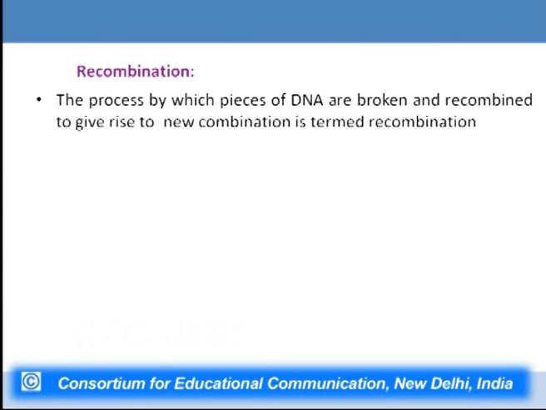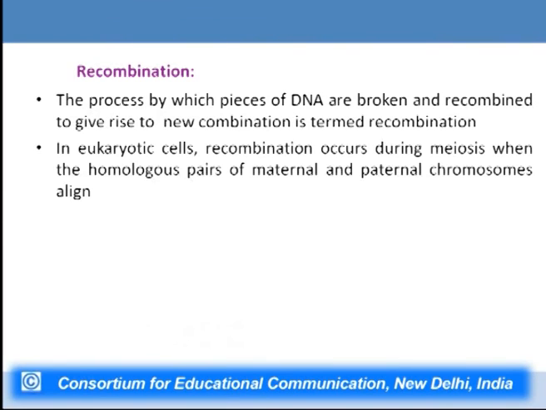Recombination is the process by which pieces of DNA are broken and recombined to give rise to new combinations. So this is basically a layman's definition of recombination. In eukaryotic cells, recombination occurs during meiosis when the homologous pairs of maternal and paternal chromosomes align. So in eukaryotes, recombination is an event which occurs in gonads when the germ cells undergo meiosis and there is aligning of the paternal and maternal chromosomes, and they exchange part of the chromatid.